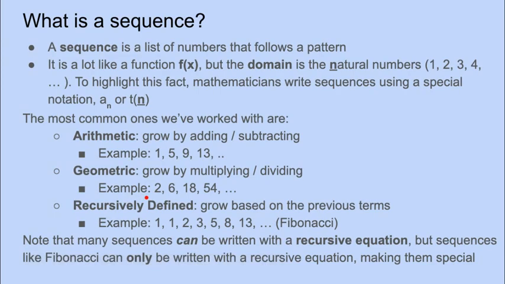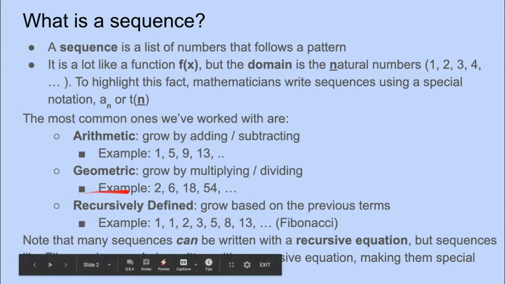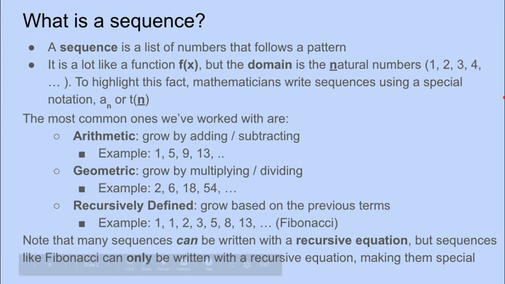What's kind of confusing is that there are equations that you can write that are called recursive equations. But what's special about a recursively defined sequence is that it can only be written with a recursive equation. So for Fibonacci, there's no way to write any other type of equation besides one that relies on the previous terms.